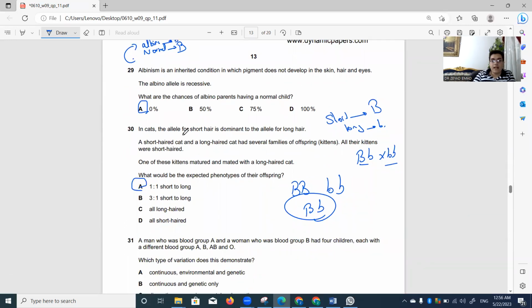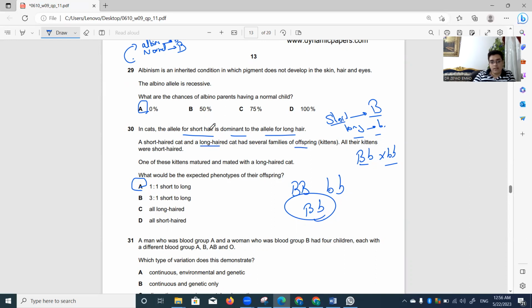In cats, the allele for short hair is dominant to the allele for long hair. Short hair is P capital, long hair is P small, as short is dominant and long hair is recessive. A short-haired cat and a long-haired cat. The long-haired cat is P small P small.